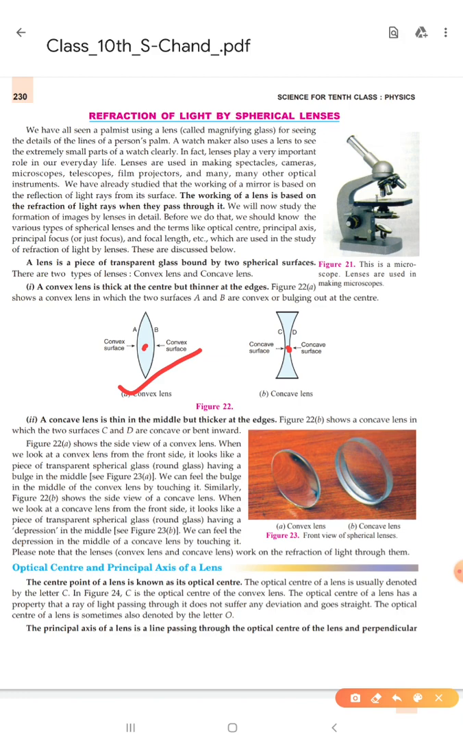Second thing, the principal axis. What is the principal axis? The principal axis of a lens is a line passing through the optical center. The line which passes through the optical center is known as the principal axis. And it is very important that it is perpendicular to this surface. This is an important point.